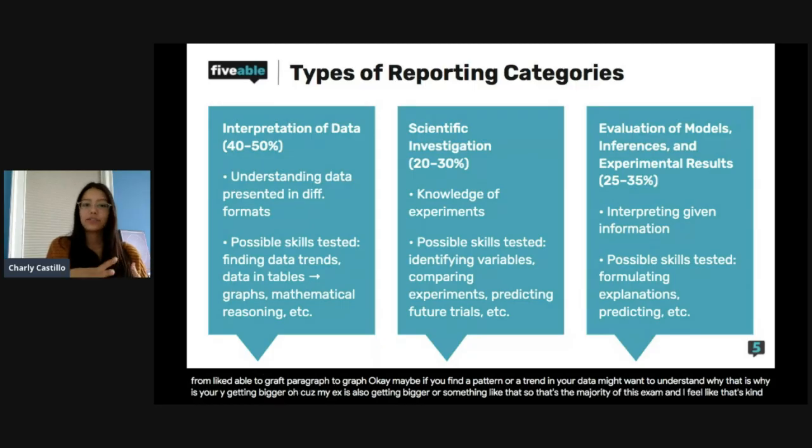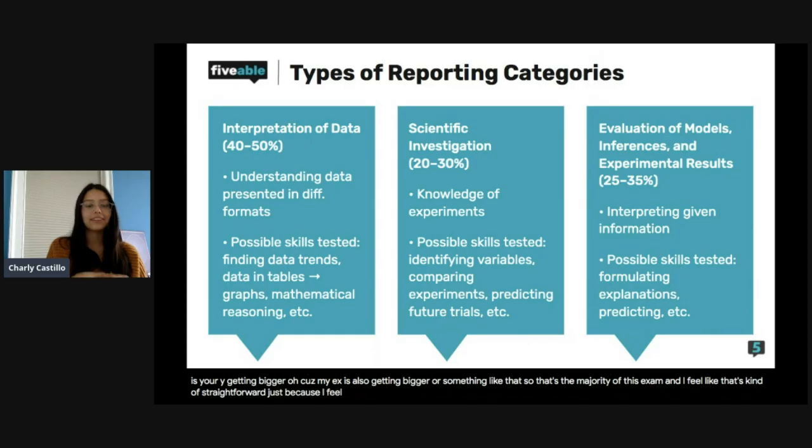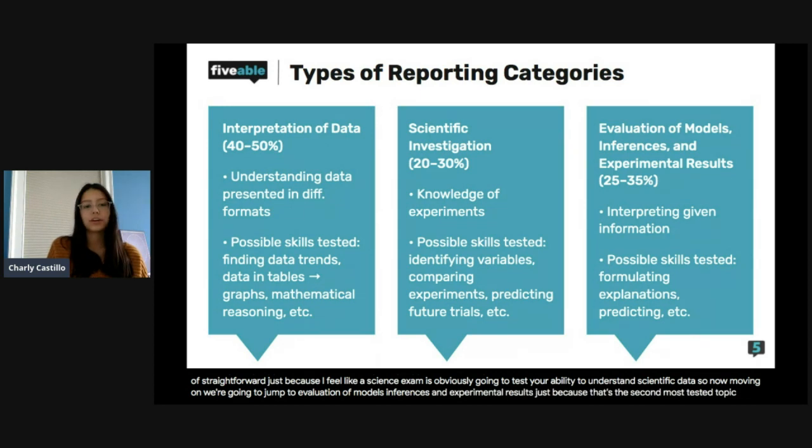And I feel like that's kind of straightforward, just because a science exam is obviously going to test your ability to understand scientific data. So now moving on, we're going to jump to evaluation of models, inferences, and experimental results, just because that's the second most tested topic. So we're going to just go in order of importance, maybe.